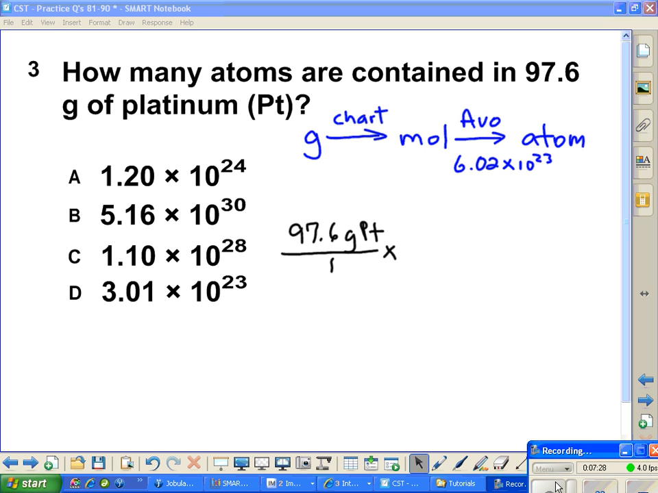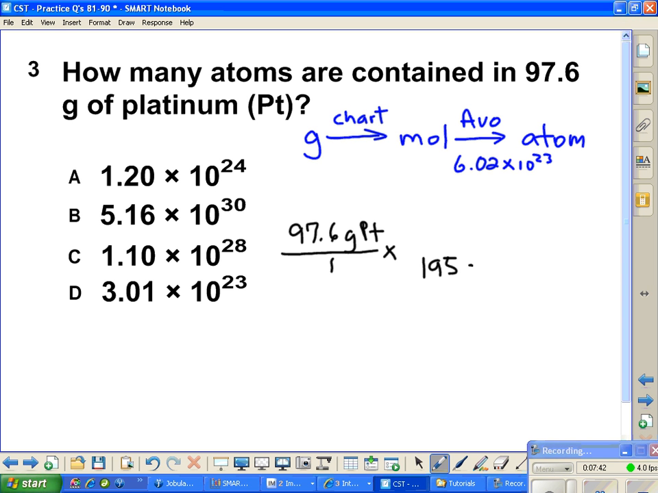Molar mass for platinum is 195 grams. So what are we going to do with that? The 195 has to go down below, and this is grams of platinum. Why does it have to go down below? So it will cancel with the grams up here. And 1 mole is at the top, and that's also platinum.